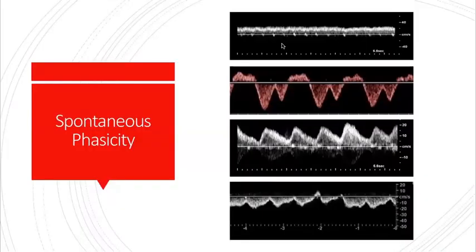Also, venous flow is spontaneous. What that means is you never really know what kind of flow you're going to get. So I want you to look at all of these flows. All of these flows are venous flows. And you can see how they all look very, very different, right? Some are more pulsatile. The two in the middle kind of look like arterial, right?